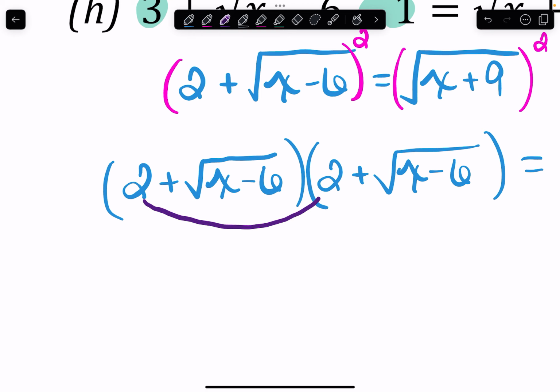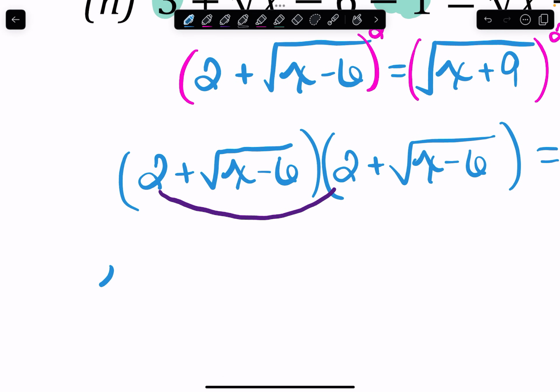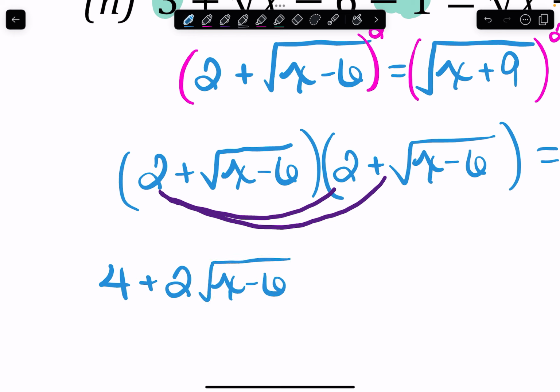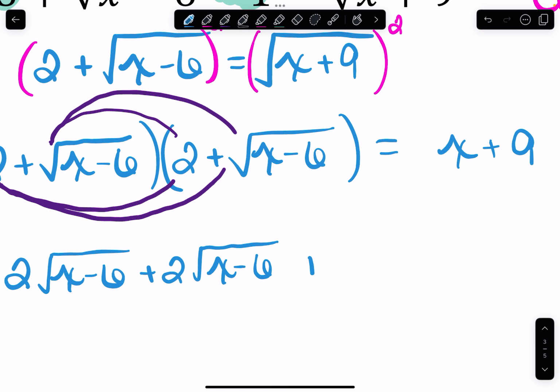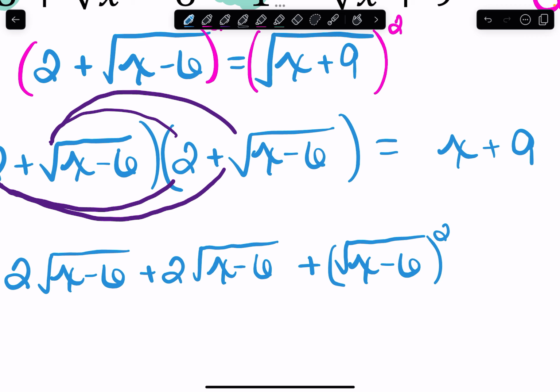So first is 2 times 2, which is 4. Outside, 2 times the square root. That 2 just goes in front of the square root. And we go inside. Notice it's going to be the same thing. 2 just goes in front of that square root. And then last, notice they're the same. It's going to be the square root of x minus 6 times itself, or squared.